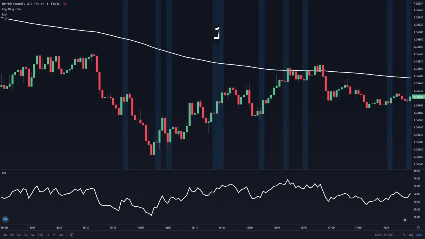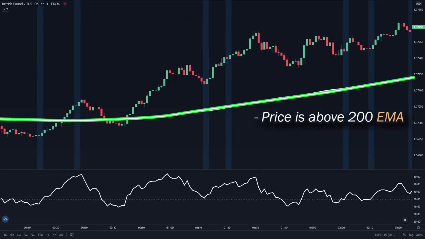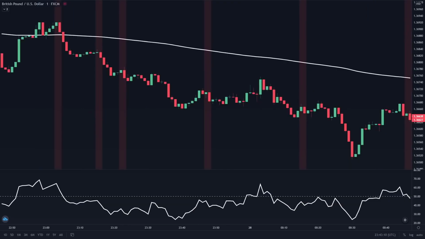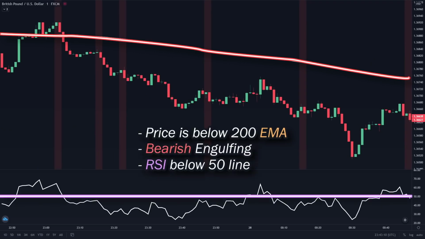Next, I'm using the 1-minute time frame. For your entry setup, if the price is above the 200 EMA while a candle shows a bullish engulfing pattern while the RSI is also above the 50 line, you take a buy position. It's the same for short positions. If the price is below the 200 EMA, while a candle shows a bearish engulfing pattern, while the RSI is also below the 50 line, you take a sell position.